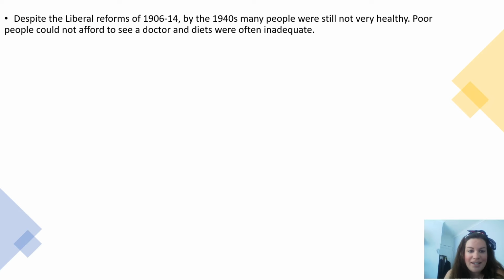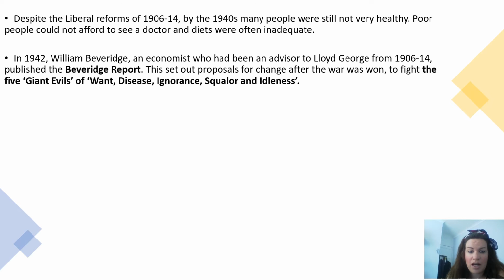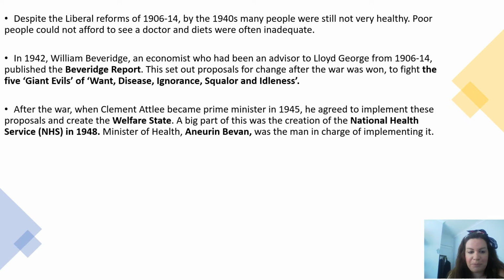So just a reminder from last week, we looked at the Liberal reforms in 1906 to 14 the week before. By the 1940s, a lot of people are still not particularly healthy. We've also gone through 2 world wars in this time as well. So in 42, William Beveridge did his Beveridge report, and if you remember, there were 5 big giants that he needed to slay. We've got want, disease, ignorance, squalor and idleness. And after the war, when Clement Attlee became Prime Minister in 1945, he agreed to implement these proposals and create what we call the welfare state.